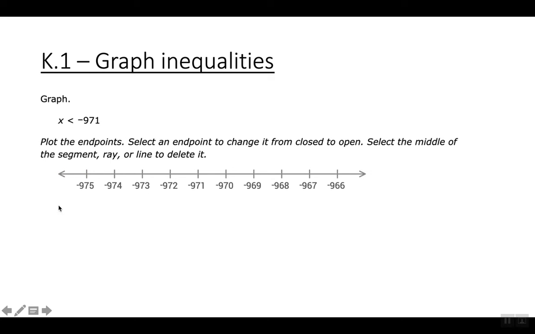Okay, x is less than -971. So here we have -971. All the numbers less than, they're always to the left. It's always the same way. However, you got to learn how to read that because you'll get some problems where they put x on the right and the number on the left. So always read it starting with the variable.